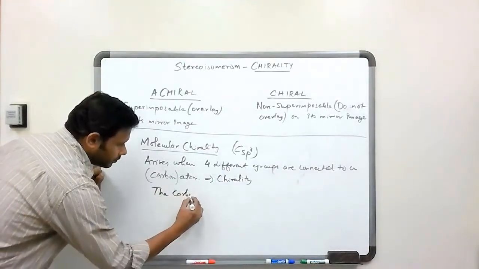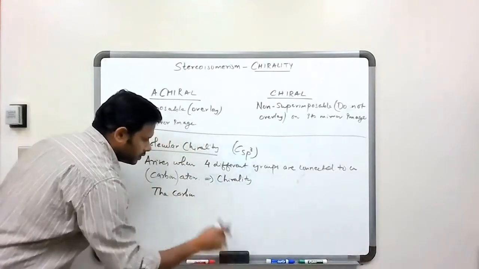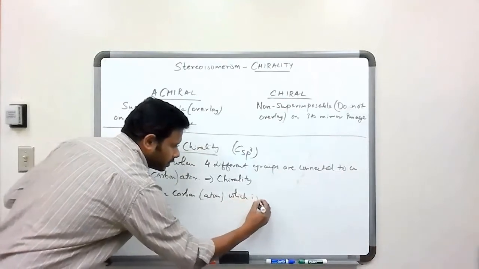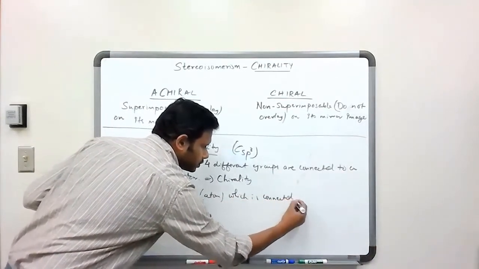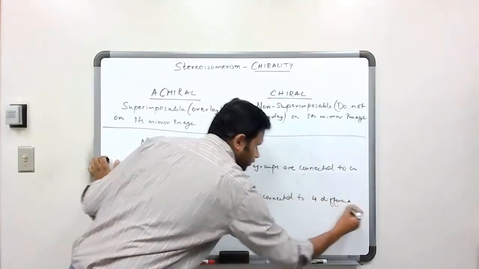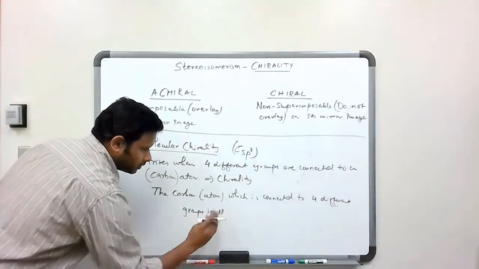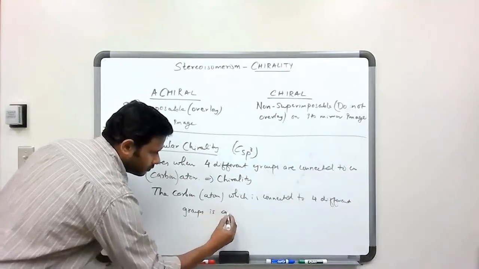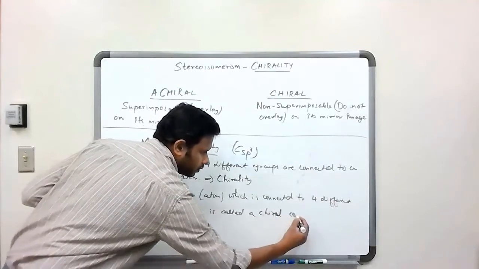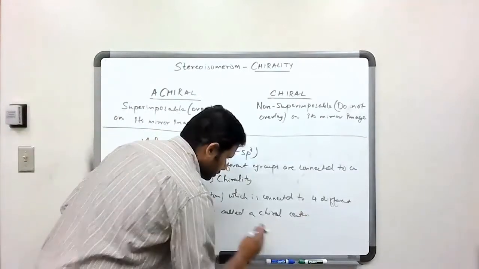The carbon, or like I said, this is more generalizable, the atom which is connected to four different groups, is called a chiral center. Okay, that's called a chiral center.